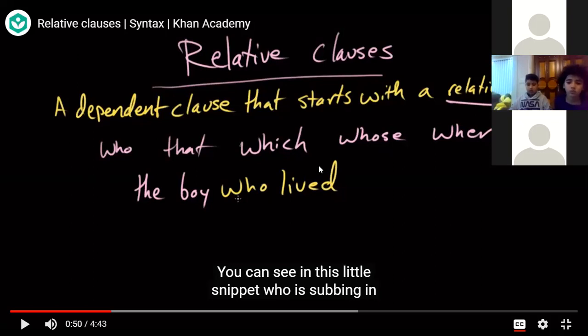And the relative clause means the part of the sentence that starts with a relative pronoun. So "who lived" here is the relative clause, okay? So don't mix between relative pronoun and relative clause. Let's go ahead.